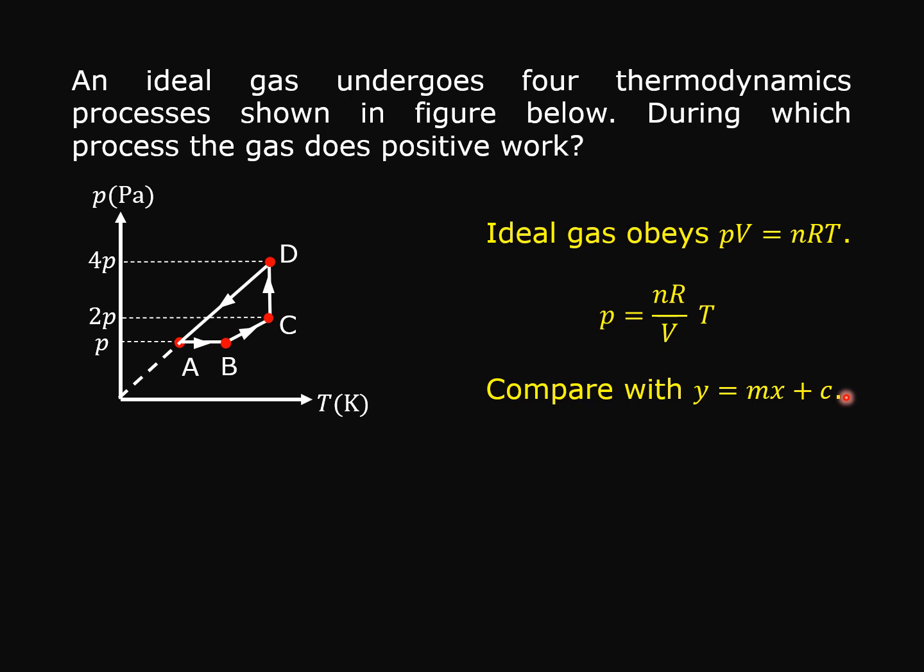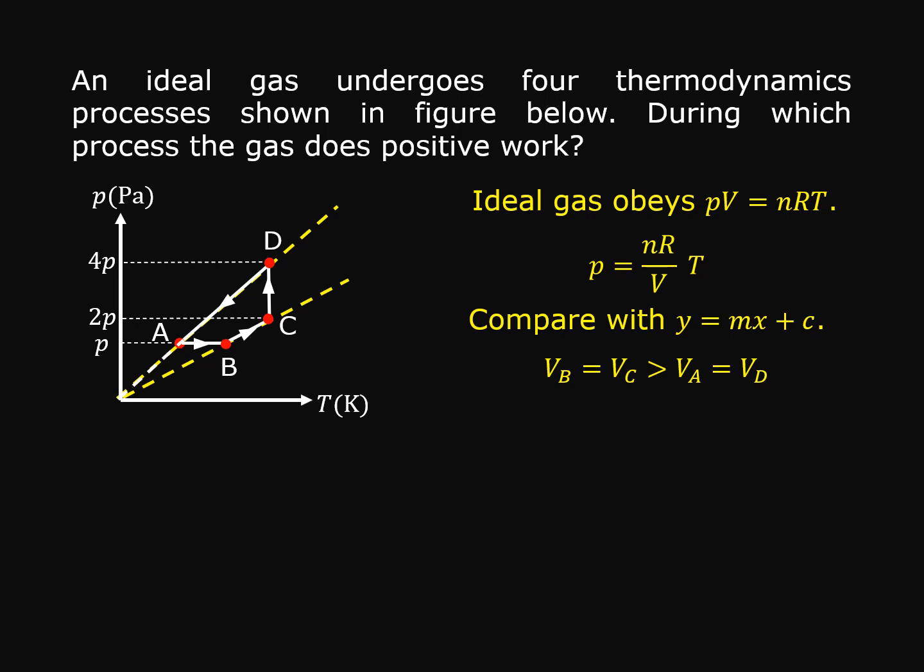So if we connect a line from the origin to each of the four states shown in this diagram, we are able to find the gradient of the line, and from the gradient we get information about the volume. If the gradient is larger, the volume is smaller. If the gradient is smaller, the volume V of the gas is bigger.